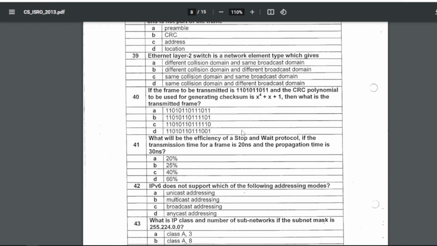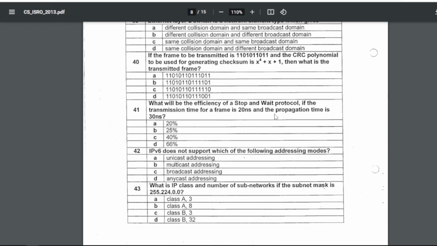Okay, the next question is question number 40, that is, if the frame to be transmitted is this one and the CRC polynomial to be used for generating the checksum is this expression, then what is the transmitted frame? In that case for 40 our answer will be C, that is 110101111, and at the last we will get 1110. After this, those bits will be added. Question number 41 is, what will be the efficiency of a stop and wait protocol if the transmission time for a frame is 20 nanoseconds and the propagation time is 30 nanoseconds?